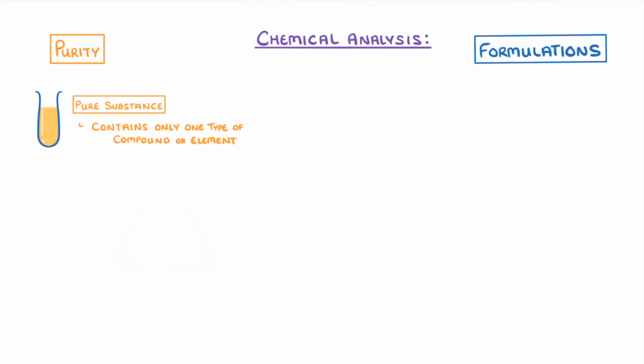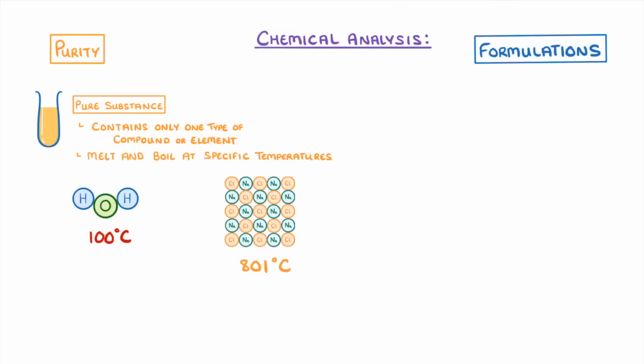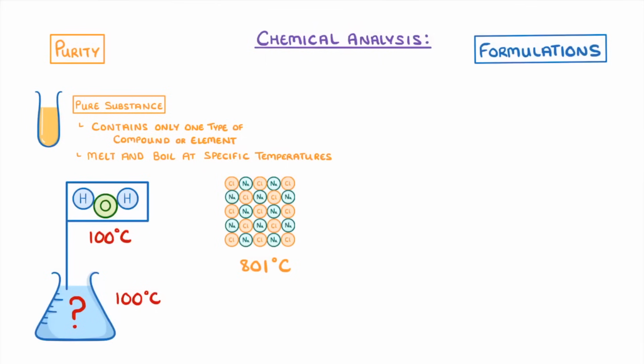Now, whether a substance is pure or impure is actually pretty important, because only pure substances melt and boil at specific temperatures. For example, water boils at 100 degrees Celsius, while sodium chloride melts at 801 degrees Celsius. And we can use these facts to help us identify unknown substances. So if we had a liquid and we didn't know what it was, but when we tested it, it boiled at 100 degrees Celsius, then we could be pretty sure that it was water.